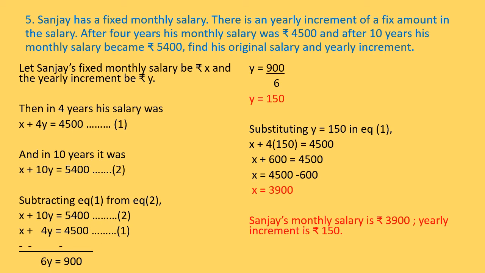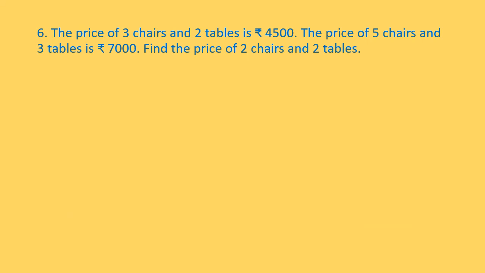Okay, now let us proceed towards the next sum. The price of 3 chairs and 2 tables is 4500, and the price of 5 chairs and 3 tables is 7000. Find the price of 2 chairs and 2 tables. This is very easy. You can see two things given here, chairs and tables. So we'll consider one of them as x and one of them as y.